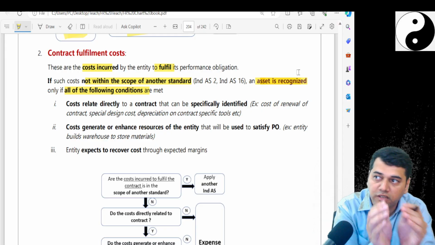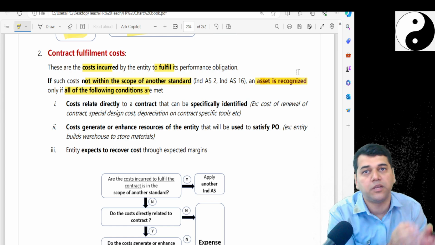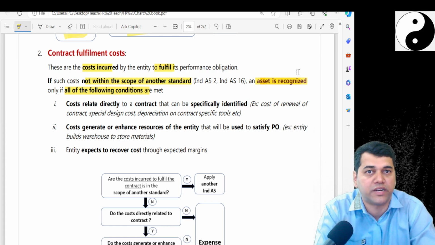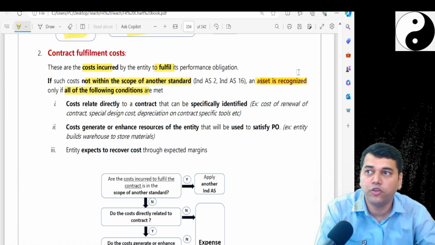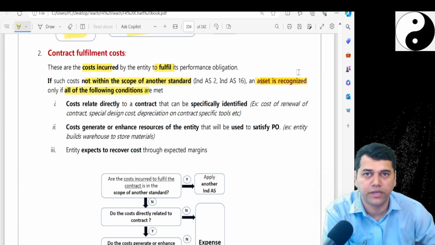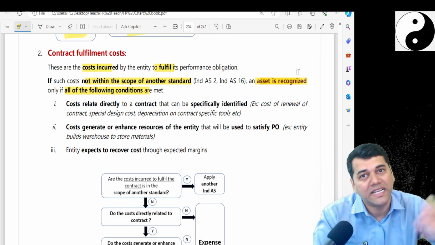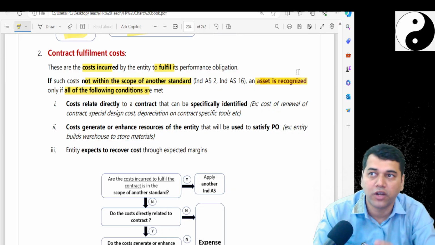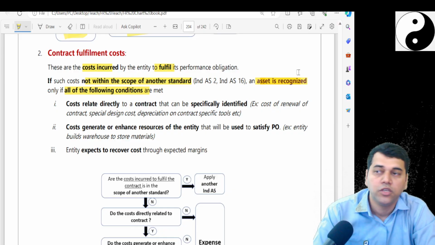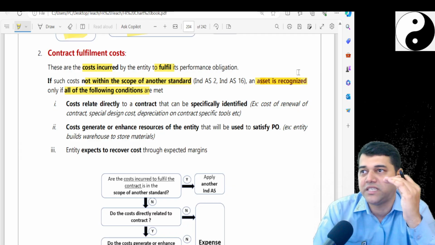Like one special equipment has been purchased, or some special people have been appointed only to fulfill this contract. Whatever salary you pay, or whatever cost you have incurred, you have to recognize over a period or at a point in time. That means if the contract is at a point in time, see what this matching concept says.